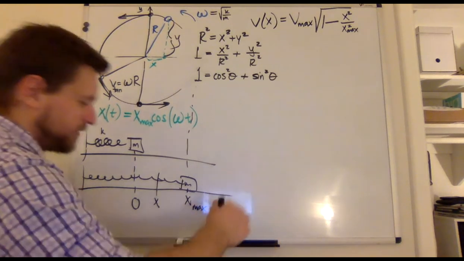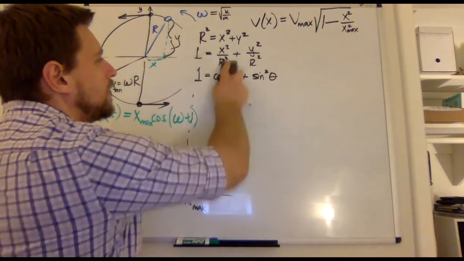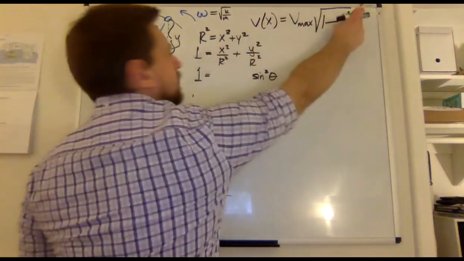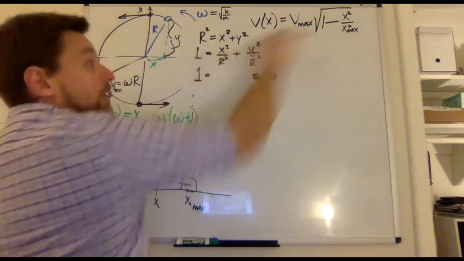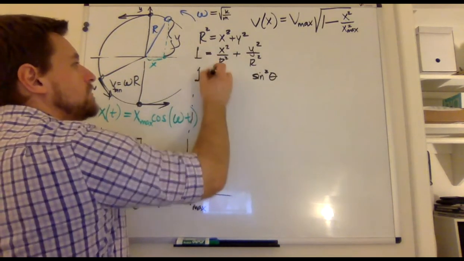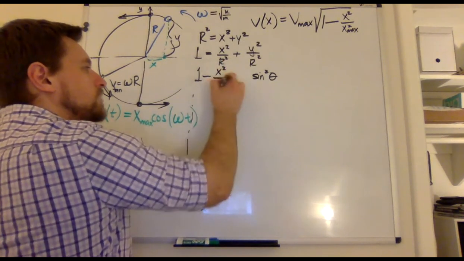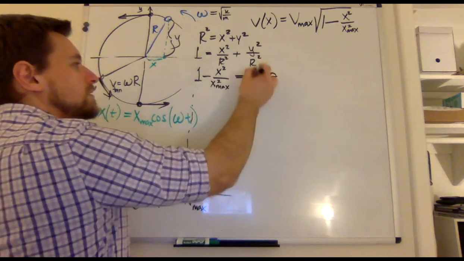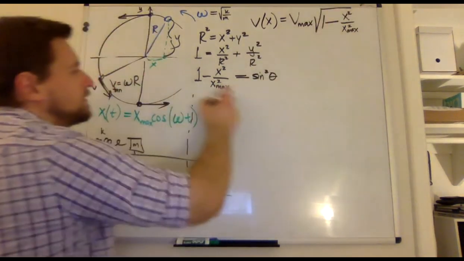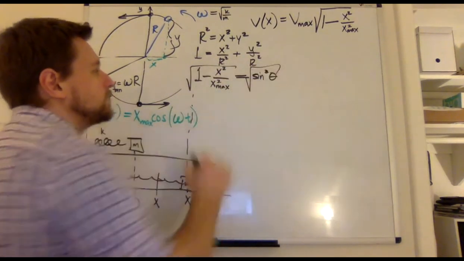Oh my gosh, wait a minute. X squared over r is x max squared. So if we subtract this one to the other side, that's 1 minus x squared over x max squared equals sine squared. And we're taking the square root of that. So we'll take the square root of this, and we can do that to both sides.